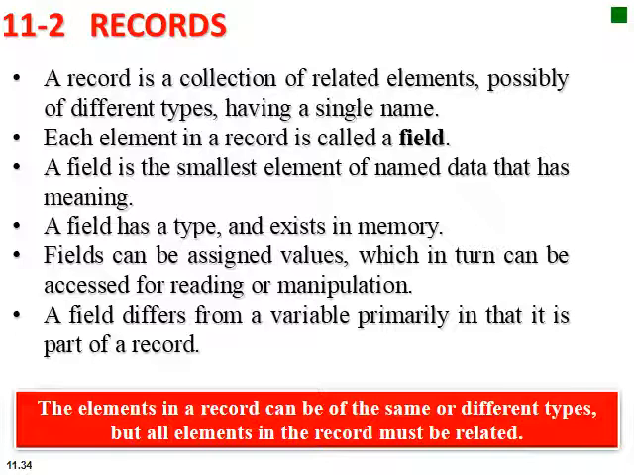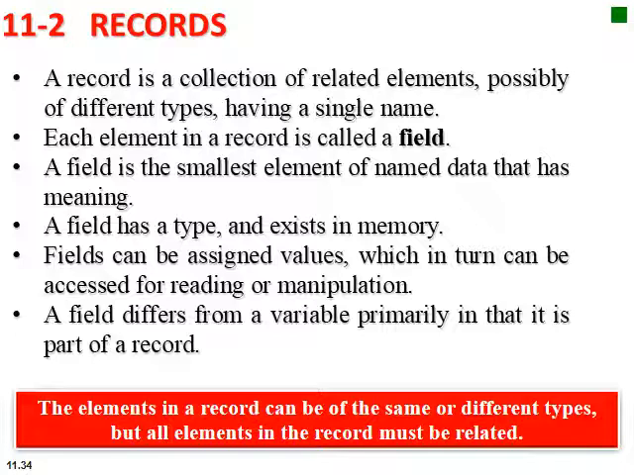So records are a collection of related elements, possibly of different types, having a single name. Very similar to the concept of an array. We will look at some specific differences in just a while. Each of these record elements is called a field. So basically a record is made up from a number of fields. Now a field is the smallest element of named data of this record that has some kind of meaning.